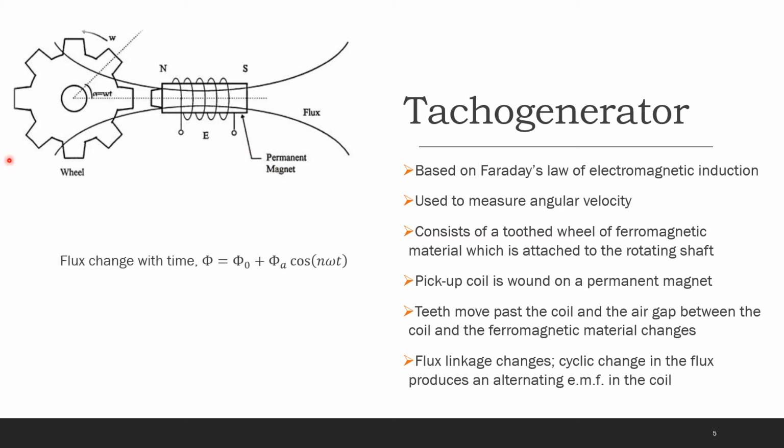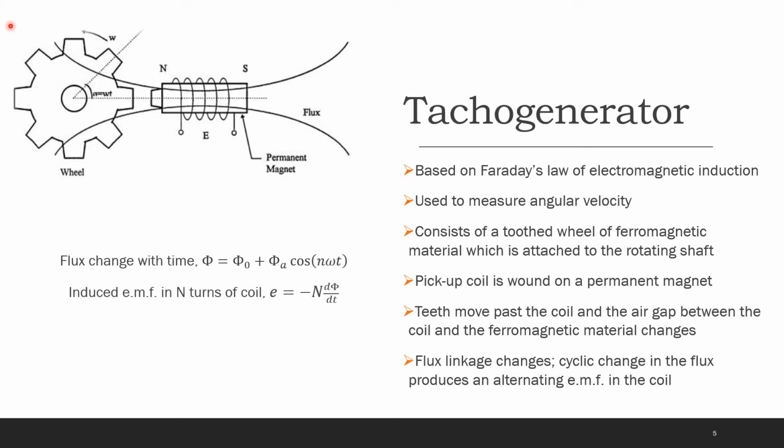Now the flux change with time is given by phi equal to phi 0 plus phi a into cos of n omega t. Here n is the number of teeth on the profile, omega is the angular velocity of the profile. Now here phi 0 is the mean value of the flux and phi a is the amplitude of the varying flux element.